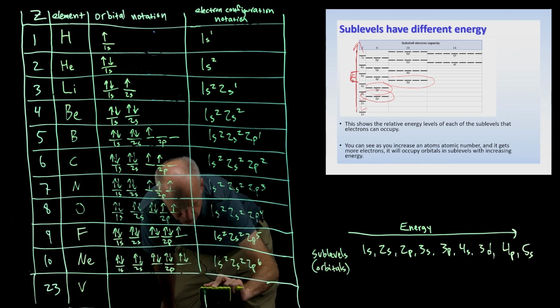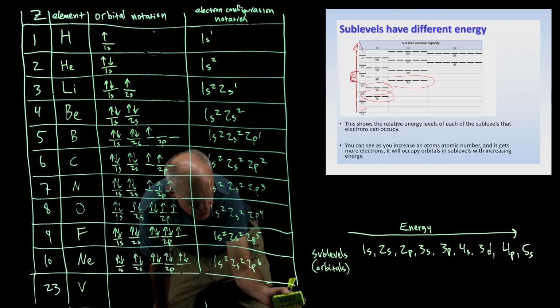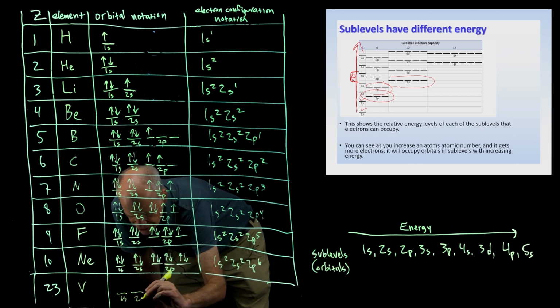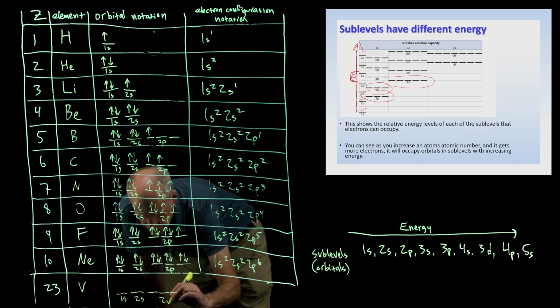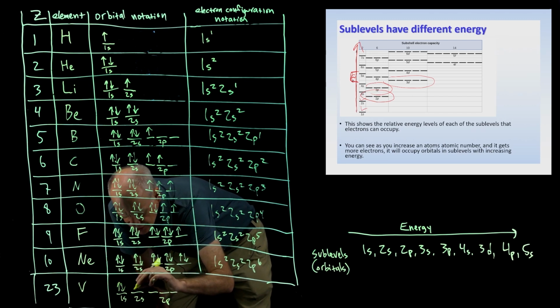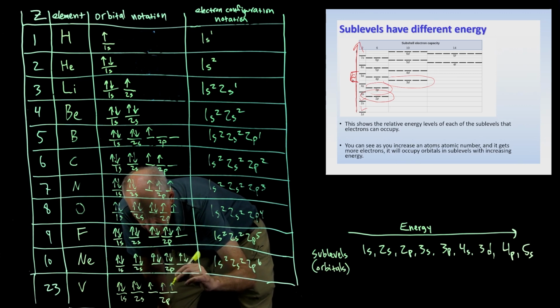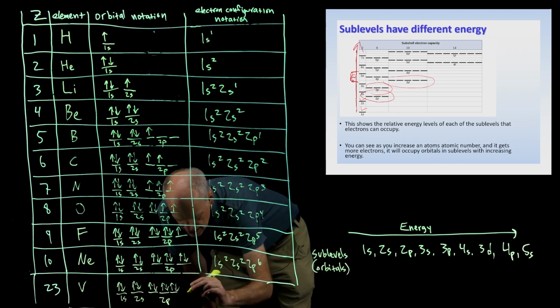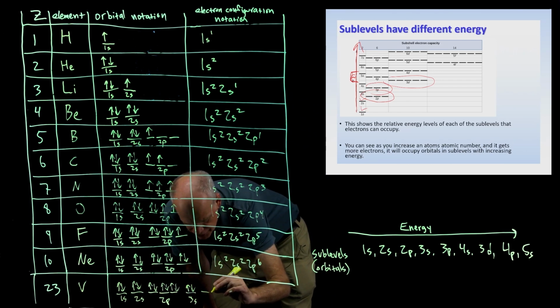So I'm probably going to need a little bit more room here. The 1s is filled, the 2s is filled, and the 2p is filled. So that is 10 electrons right there, but we have 13 more to go. What's next? Next is 3s and 3p. 3s will take 2, and then the next is 3p. So this is 18 electrons. We've got 5 more to go.